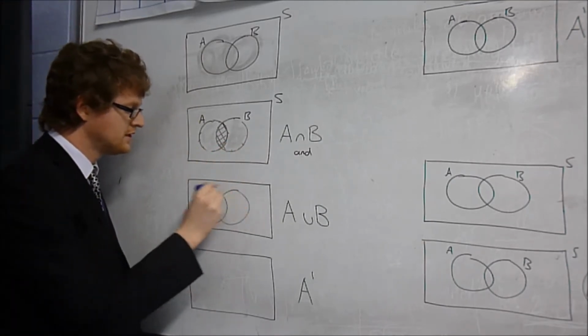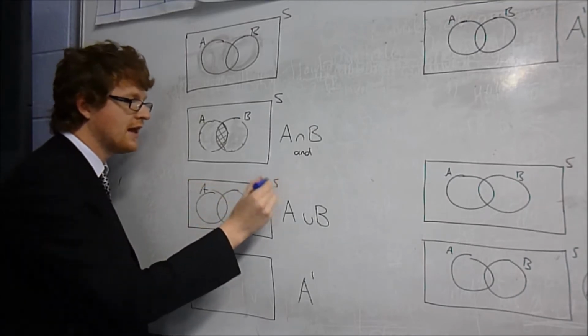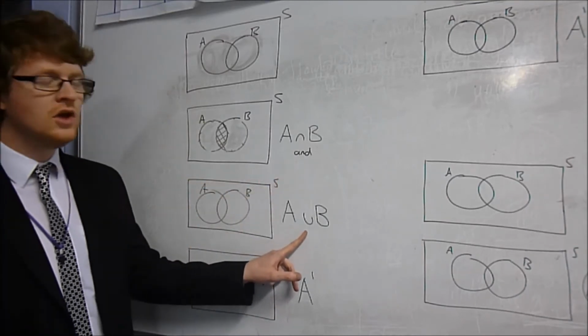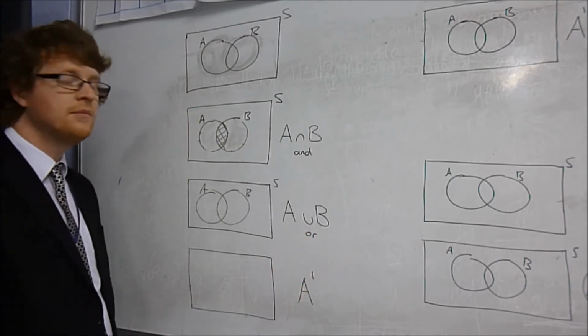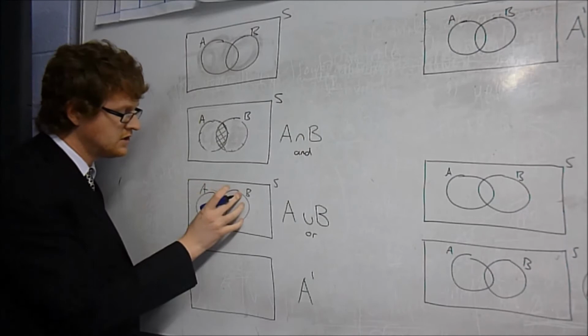And we've got a different symbol this time. A, B, don't forget that S there. This time we've got A union B. We commonly use the word "or", so we'll have someone where it's A or B. And you could probably guess that A or B is at any of these two areas here.